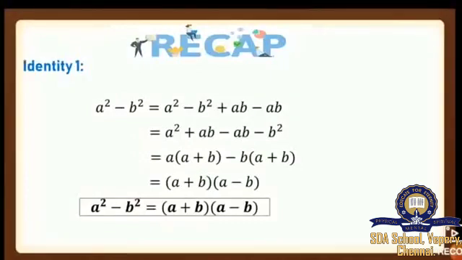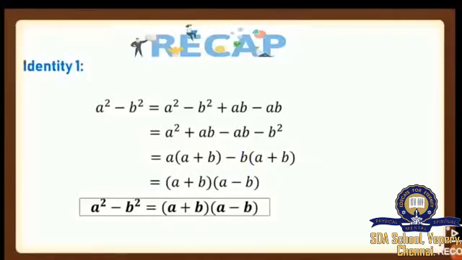The first identity is a square minus b square. From the first term a square minus b square, I am adding and subtracting ab, plus ab minus ab, in order to get the expansion. Now I am regrouping it: the first and the third term, and the second and the fourth term. If I regroup in such a way, from the first two terms I can take a commonly outside. Then from the last two terms I can take minus b commonly outside. If we take these commonly outside, from both the terms we can see that a plus b is common. So taking a plus b commonly outside, we will get a minus b.